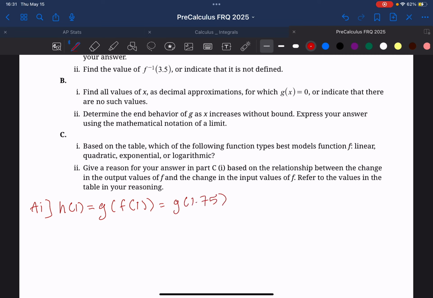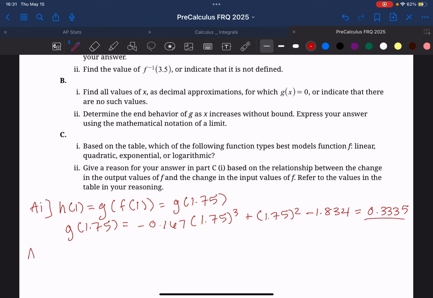So for my equation for g, I have g of 1.75 is equal to negative 0.167 times 1.75 cubed plus 1.75 squared minus 1.834. And then plugging that into my calculator, I get h of 1 is equal to 0.3335.